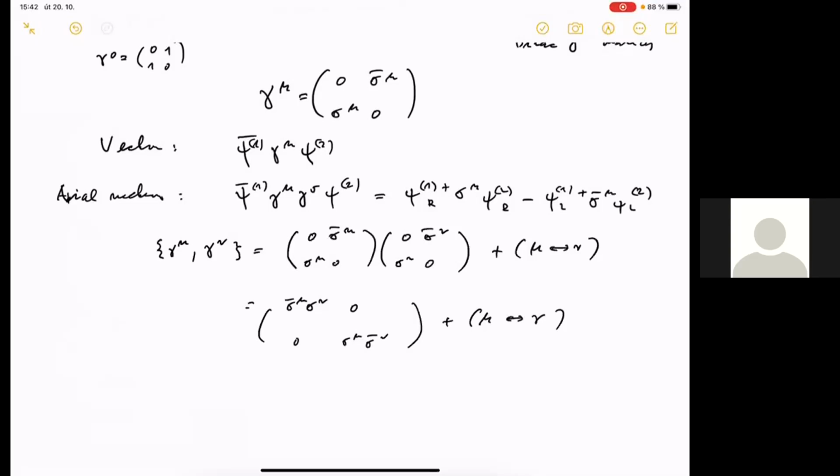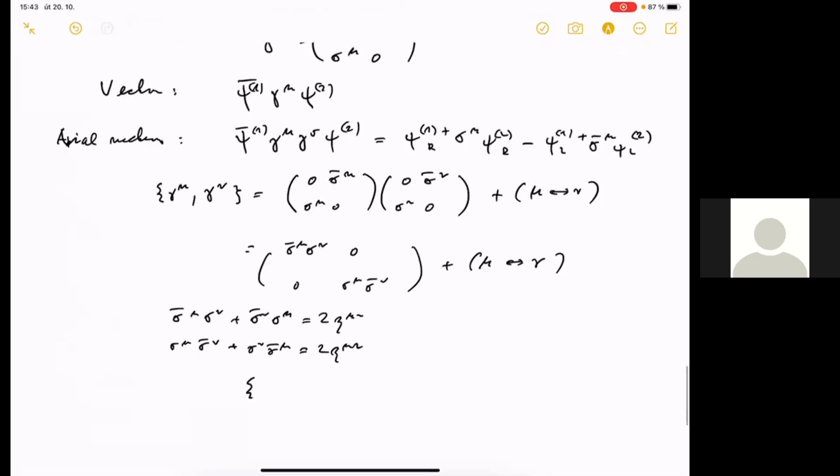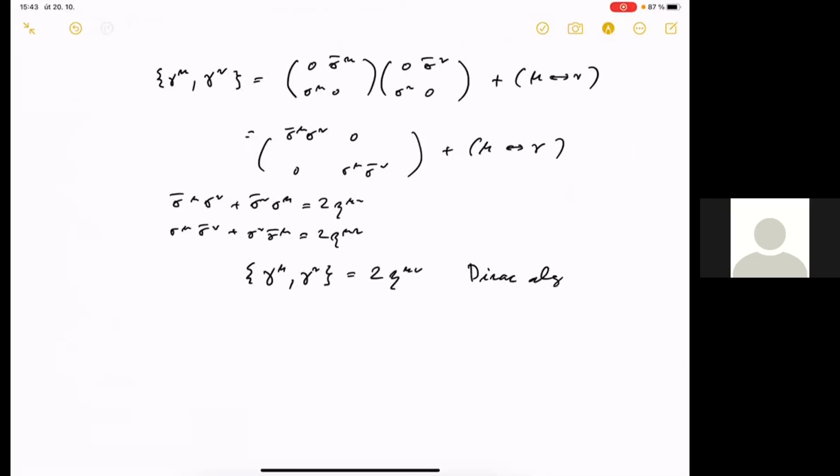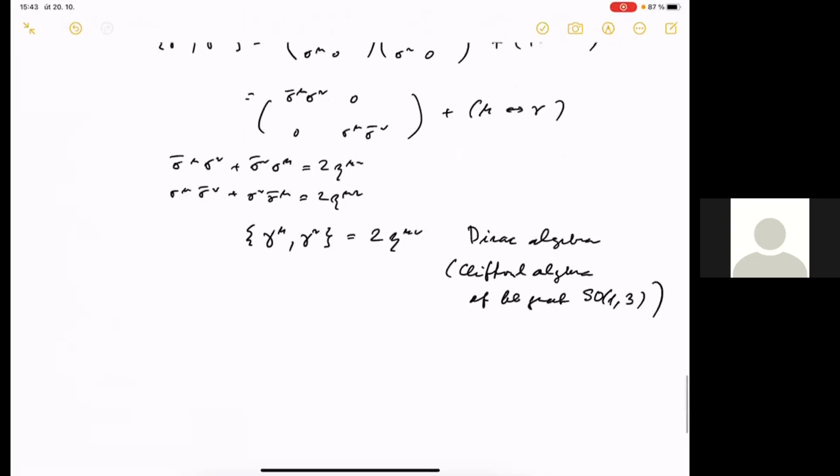Since we know the relation, for instance, sigma mu sigma bar nu plus sigma nu sigma bar mu is twice eta mu nu, and analogously sigma bar mu sigma nu plus sigma bar nu sigma mu is twice eta mu nu, we see that we get the so-called Dirac algebra: the anti-commutator of gamma mu and gamma nu, of these 4 by 4 matrices, is 2 eta mu nu. Sometimes it is also called the Clifford algebra of the group SO(1,3). And why is this Clifford algebra so important?